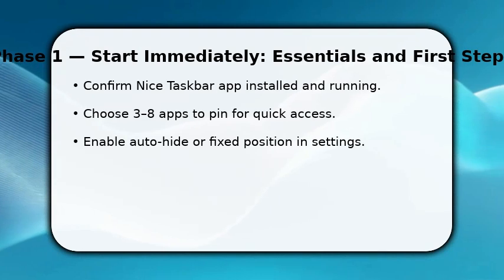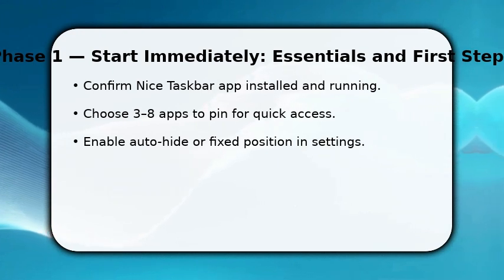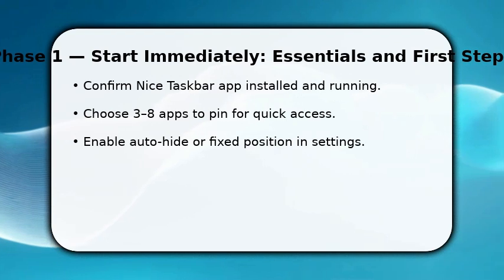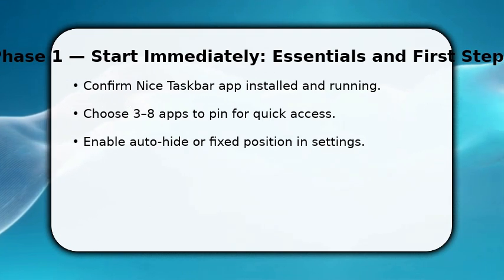You start by confirming the Nice Taskbar app is installed and running, then pick the apps you use most. Once done, pin 3 to 8 favorites to keep the bar uncluttered and fast. Make sure to set position, bottom or side, so it matches your workflow. Try auto hide if you want more screen space. These actions give immediate gains, faster launching, and clearer focus.